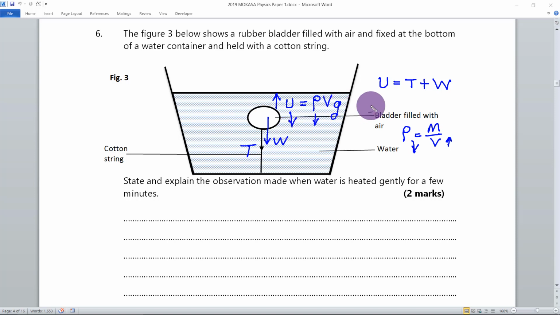So the upthrust has reduced. If the upthrust reduces, the weight of the bladder and the air, remember W is equal to the weight of the fabric plus the weight of the air inside, does not change. But if the upthrust reduces, then it means that the tension is going to reduce in order to maintain this equilibrium.